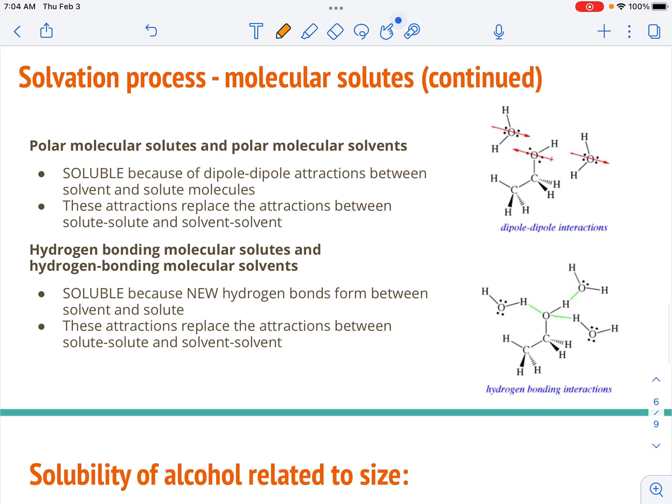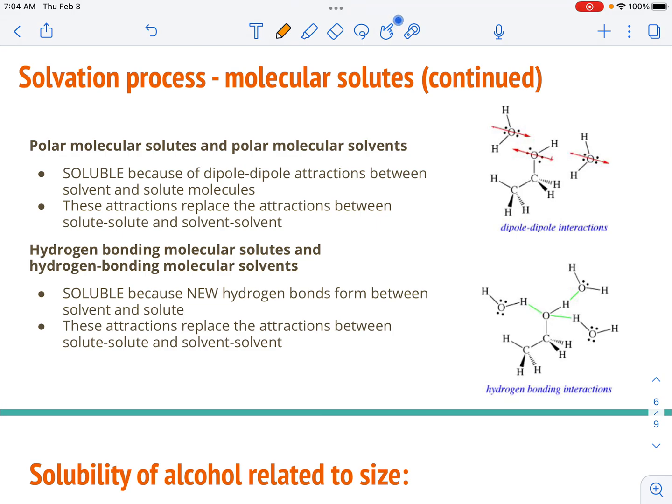I do want to talk a little bit more about polar and polar because this is now kind of like ionic and polar, that we're looking for those new attractions that would form. So, dipole-dipole interactions are just simply positive-negative regions.